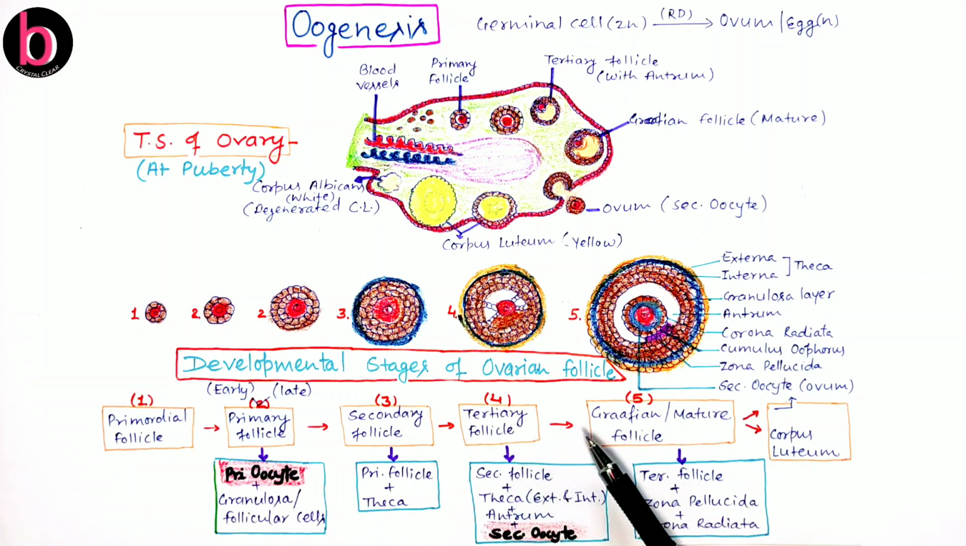Now the tertiary follicle is converted into the Graafian or mature follicle after a number of changes. So what changes occur in the tertiary follicle when it is converted into the mature or Graafian follicle? Everything remains the same, but there is addition of two more layers. One is the zona pellucida. This is secreted by the secondary oocyte.